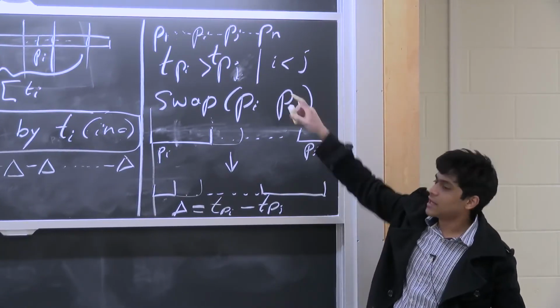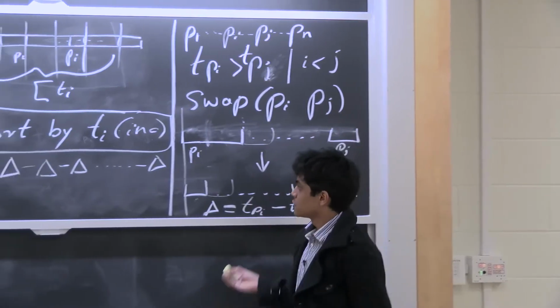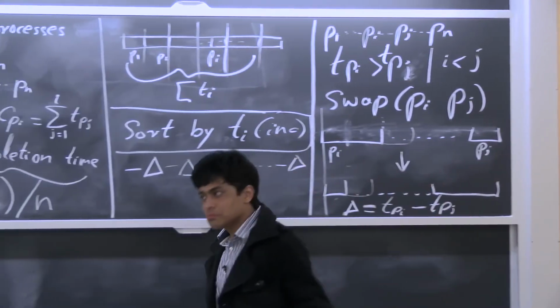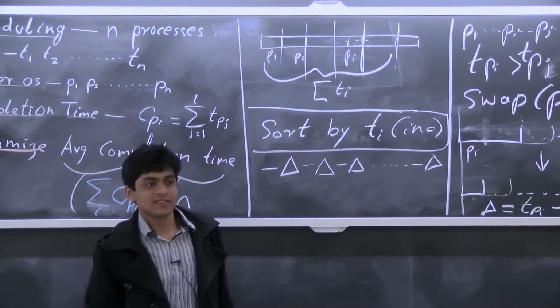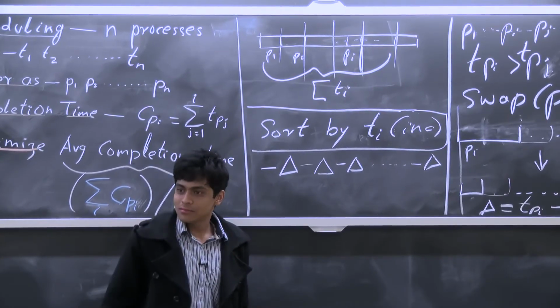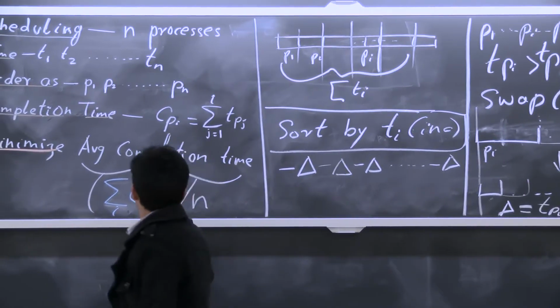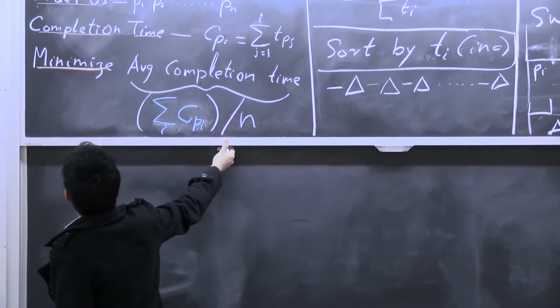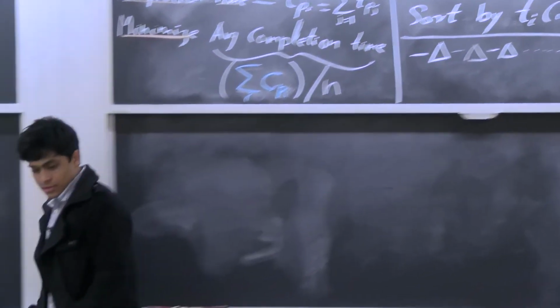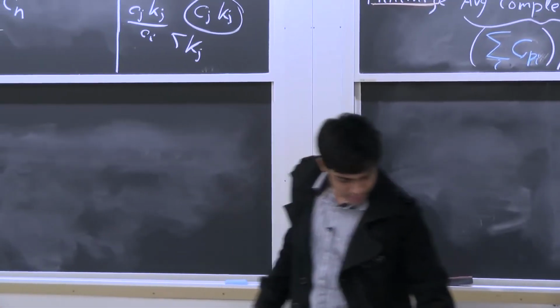Something out of sorted order is called an inversion. So if you swap an inversion, you always get a better result. Okay? Does that proof make sense? All right. So that's a slightly more interesting greedy algorithm. Let's move on to the third one we have here.